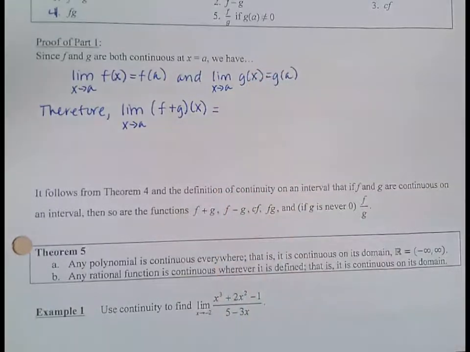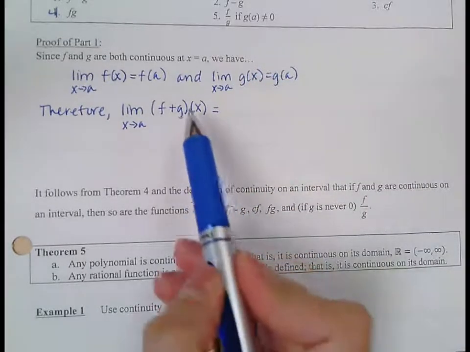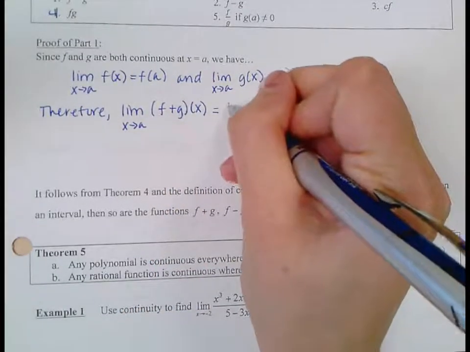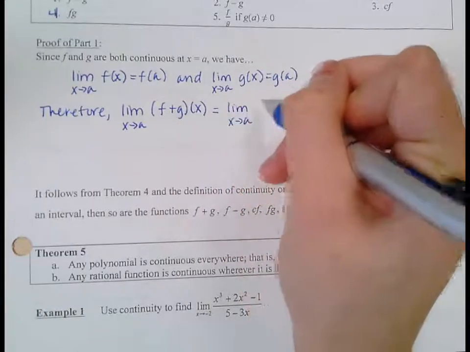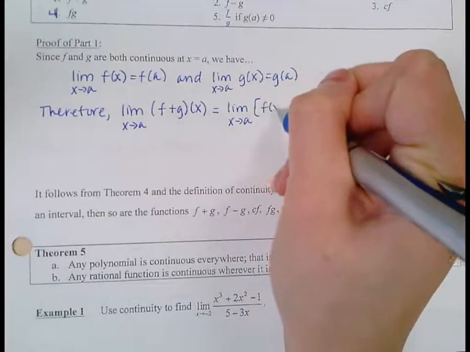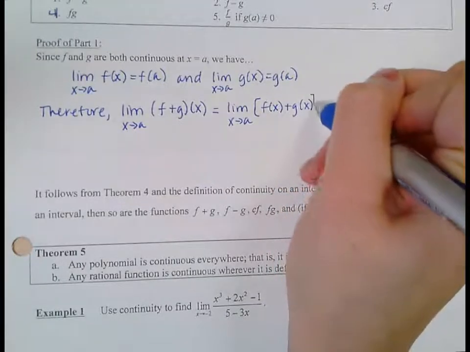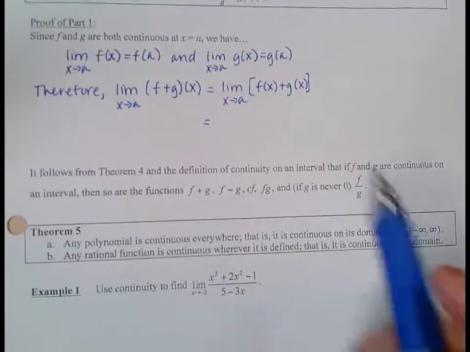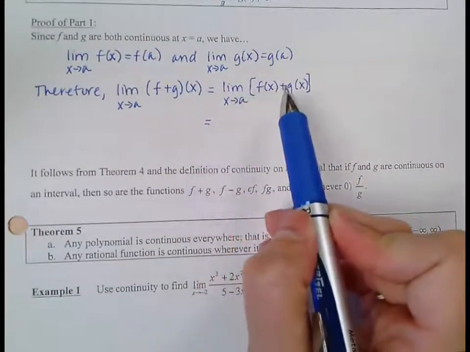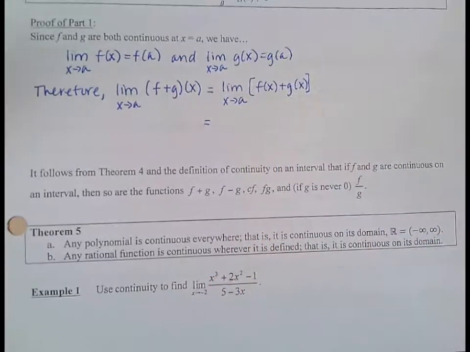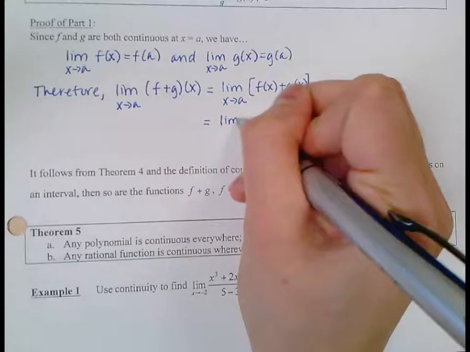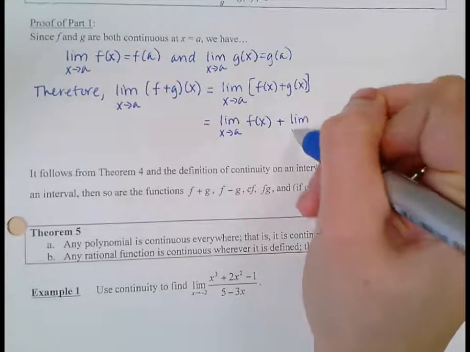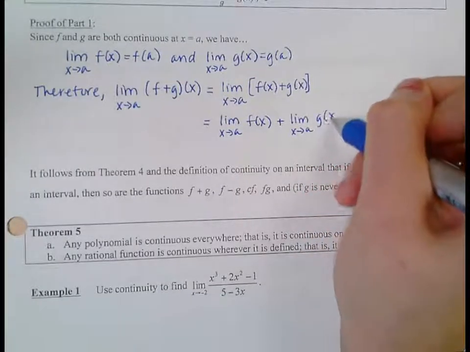So from here, first I'm going to rewrite this function. I know f plus g of x is really f of x plus g of x. So I could write this as the limit as x approaches a of f of x plus g of x. And then I can use limit laws. I know if I have the limit of a sum, that's the sum of the limits. So this would be equal to the limit as x approaches a of f of x plus the limit as x approaches a of g of x.